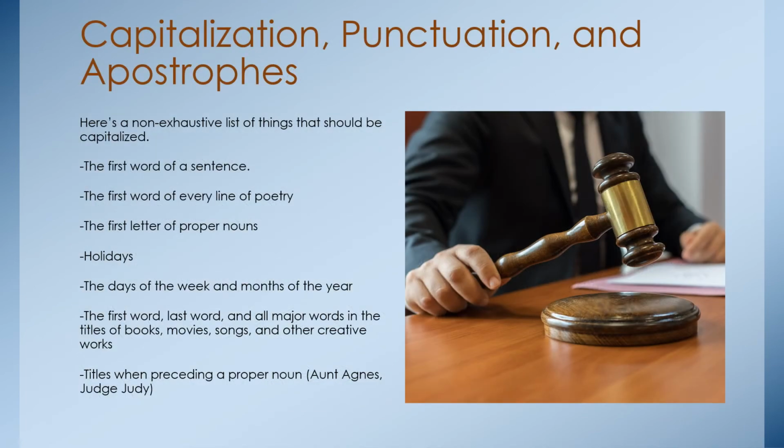Next, we're going to go over capitalization, punctuation, and apostrophes. Here's a non-exhaustive list of things that should be capitalized. The first word of a sentence, the first word of every line of poetry, the first letter of proper nouns, holidays, the days of the week and months of the year, the first word, last word, and all major words in the titles of books, movies, songs, and other creative works. Titles when preceding a proper noun. For example, Aunt Agnes, Judge Judy.